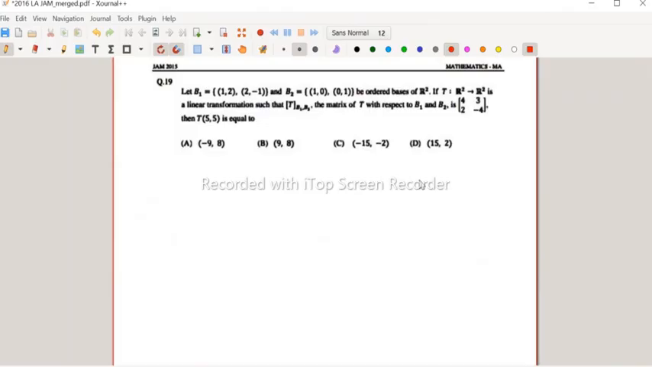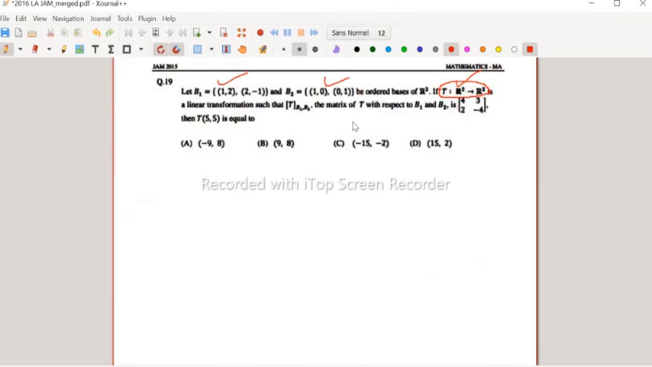Okay. Now look at this problem. So they define a function T from R2 to R2, and there are two different bases. In the domain they give one basis, B1, that contains (1, 2) and (2, -1). The codomain they give the standard basis, that is (1, 0), (0, 1).